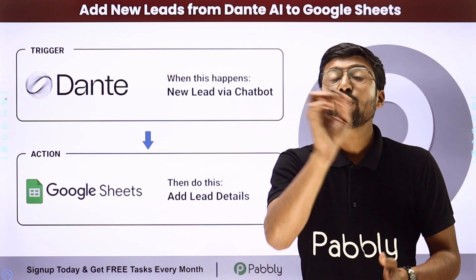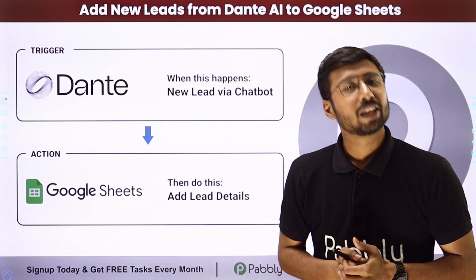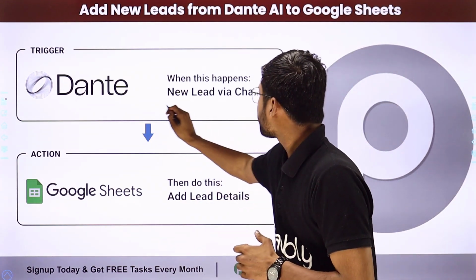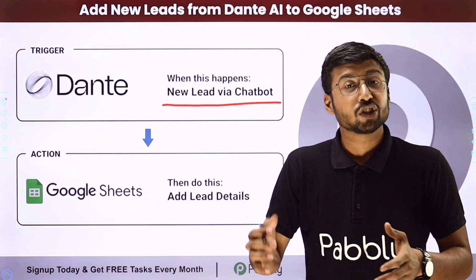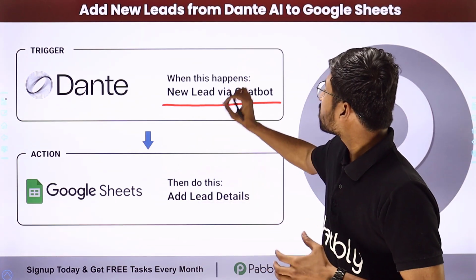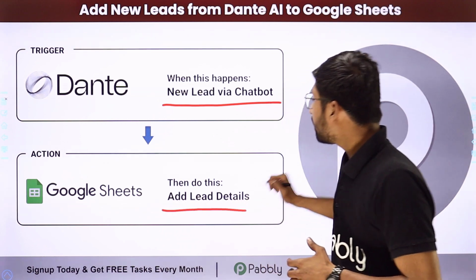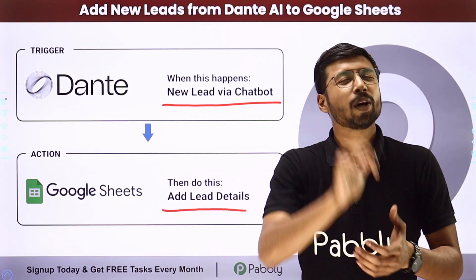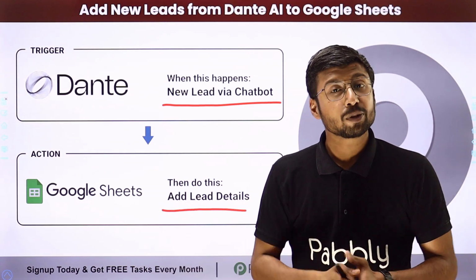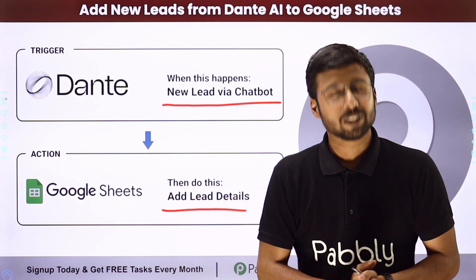So let me tell you, you can completely automate this process. In this automation, whenever we receive a new lead from the Dante AI chatbot, the details of that same lead will automatically be added in our Google spreadsheet. Now, if you want to know how you can set up this kind of automation, you just have to come with me to my screen.